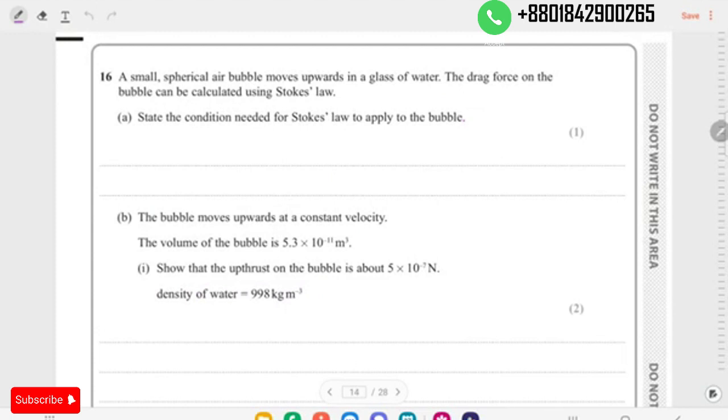A small spherical air bubble moves upwards in a glass of water. The drag force on the bubble can be calculated using Stokes' law. State the condition needed for Stokes' law to apply to the bubble. Since it's already provided that it has to be small and spherical, other than that, the flow over here should be laminar, right? So we can write that flow must be laminar.